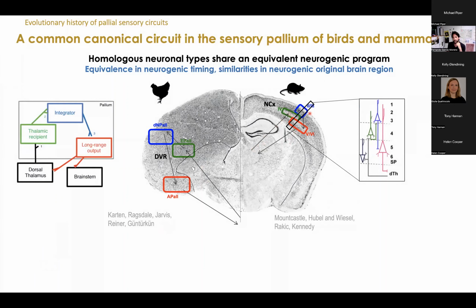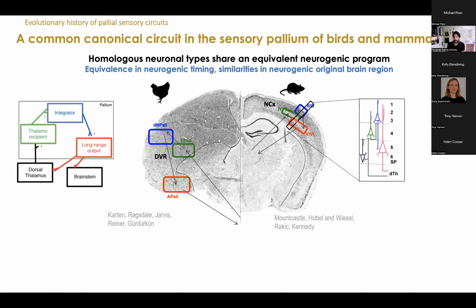This one communicates with upper layer neurons in layers 2 and 3. And these are integrators. They receive information from different glutamatergic neurons. Later on, they send a projection to deeper layer neurons in layers 5 and 6. And these are the ones that project out of the cortex or out of the pallium.